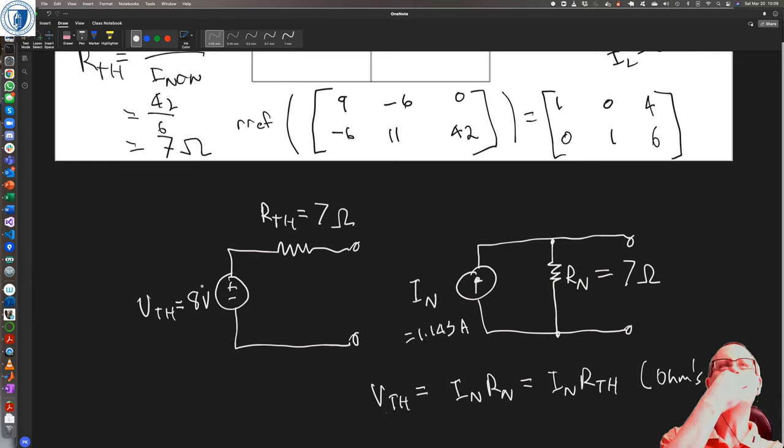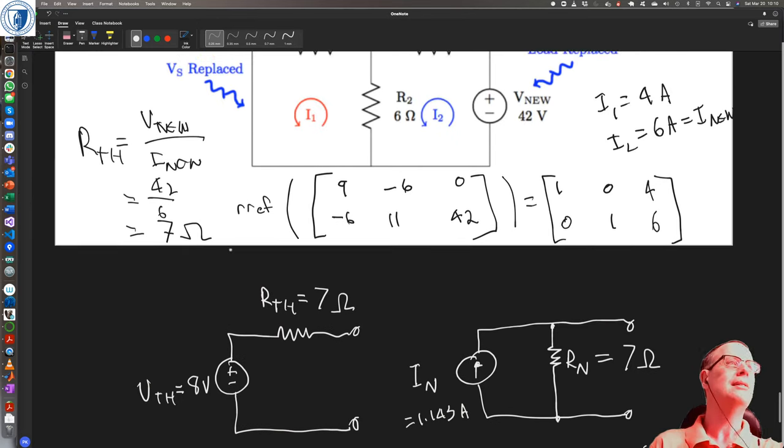Okay. I'm going to go for broke, and I'm going to talk quickly about maximum power transfer. And then we'll have a bit of a break, and when we come back, we might do the tutorial questions.